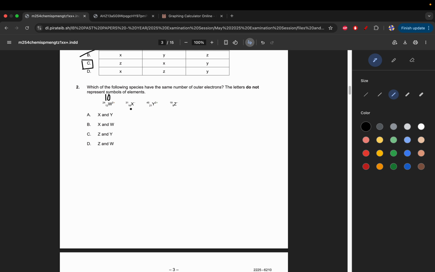X would originally have 16 electrons in the neutral state, but it's going to have 1 extra electron, so it's going to have 17. And in a similar process, we can see that it would have had 21, but it's got 2 less, so it's going to have 19. And it would have had 9, but it's got 1 more, so it's going to be 10. So the ones that match up are Z and W.